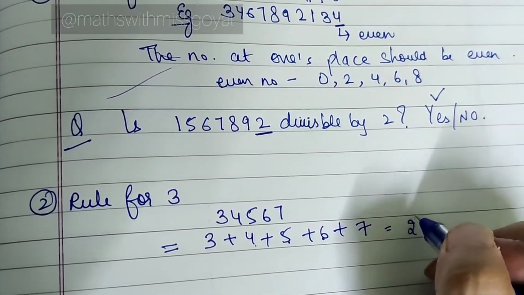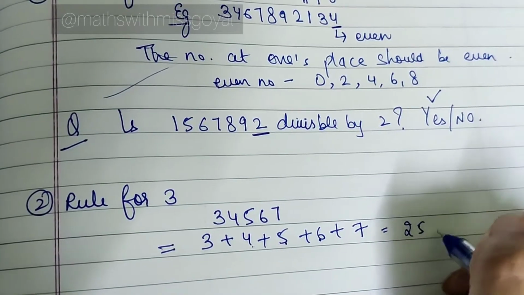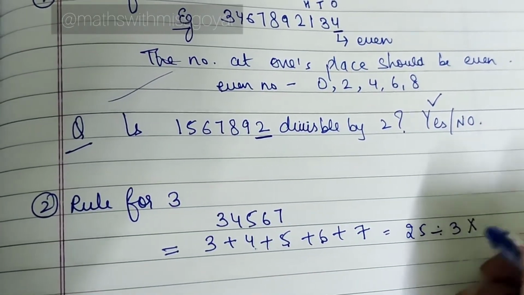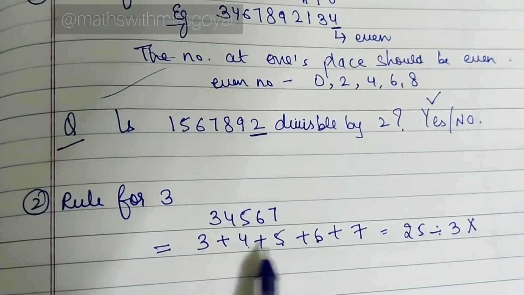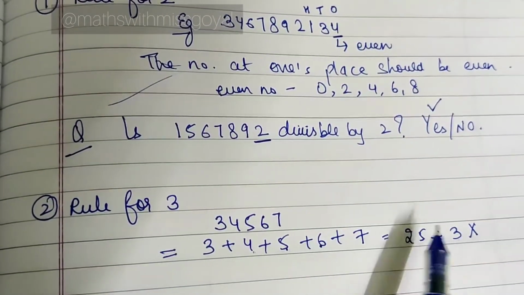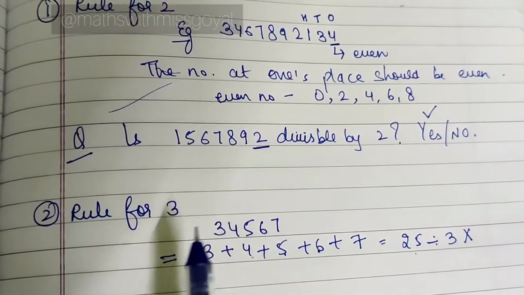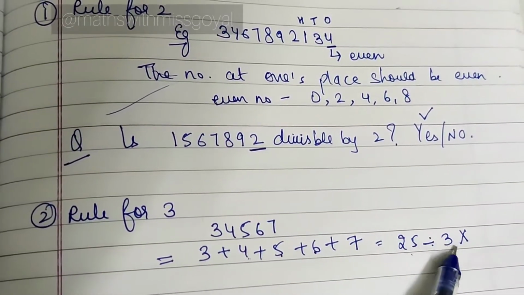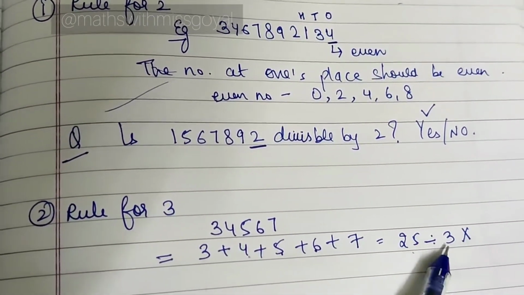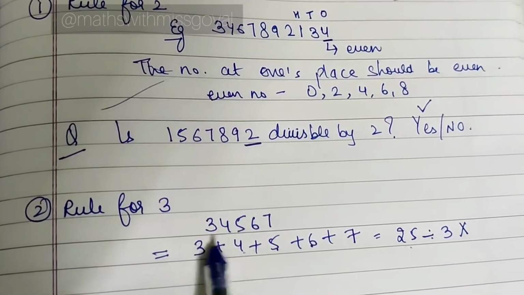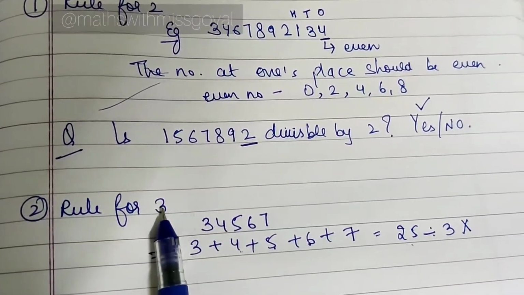Does 25 come in the table of 3? No. Is it divisible by 3? No. So what you're going to do is add all the digits, and for the sum that comes out, you will check whether it is divisible by 3 or not by checking the table of 3. 25 does not come in the table of 3. Hence this whole number is not divisible by 3.